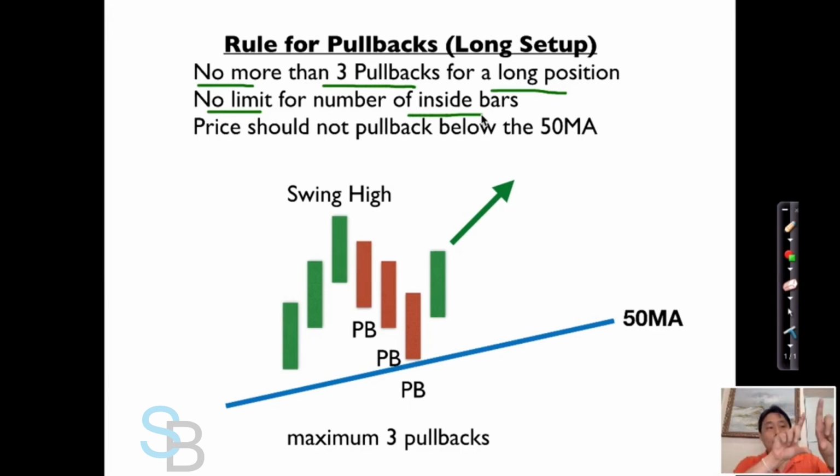You know, what's a pullback? Lower high, lower low, no more than 3 of them, okay? And the price should not pull back below the 50 moving average. Now, recall that the moving average acts as a support level. If it pulls back below the 50 moving average, game over, trade invalid.